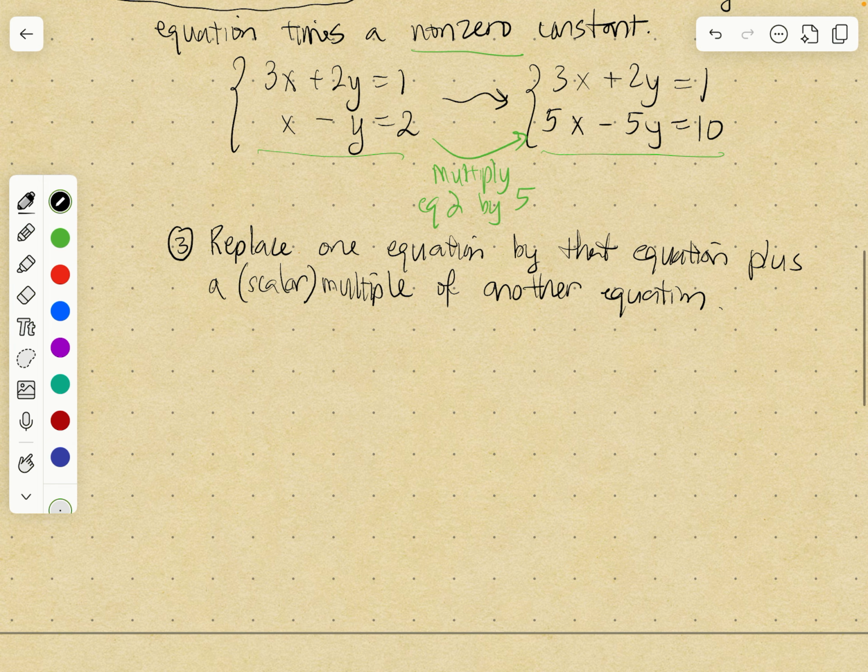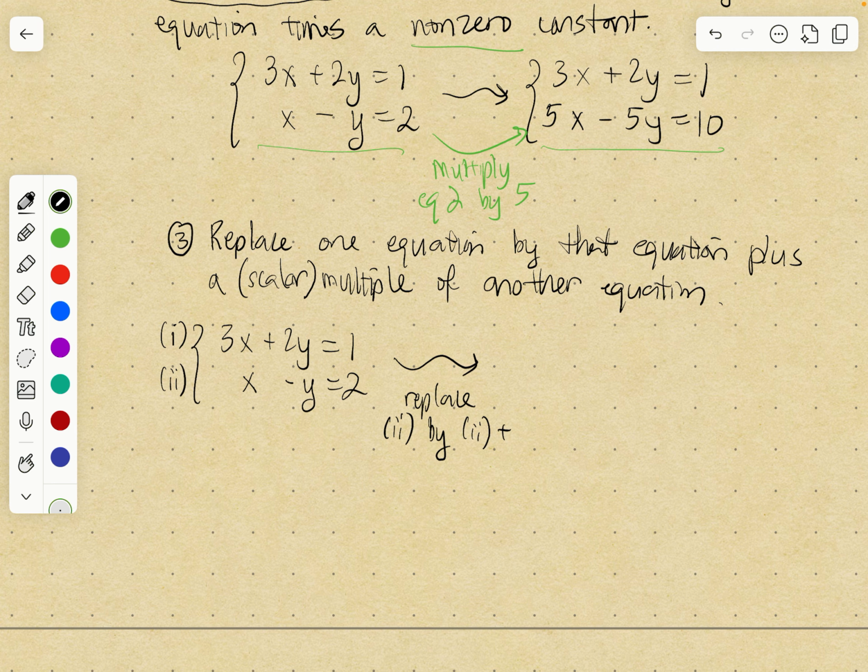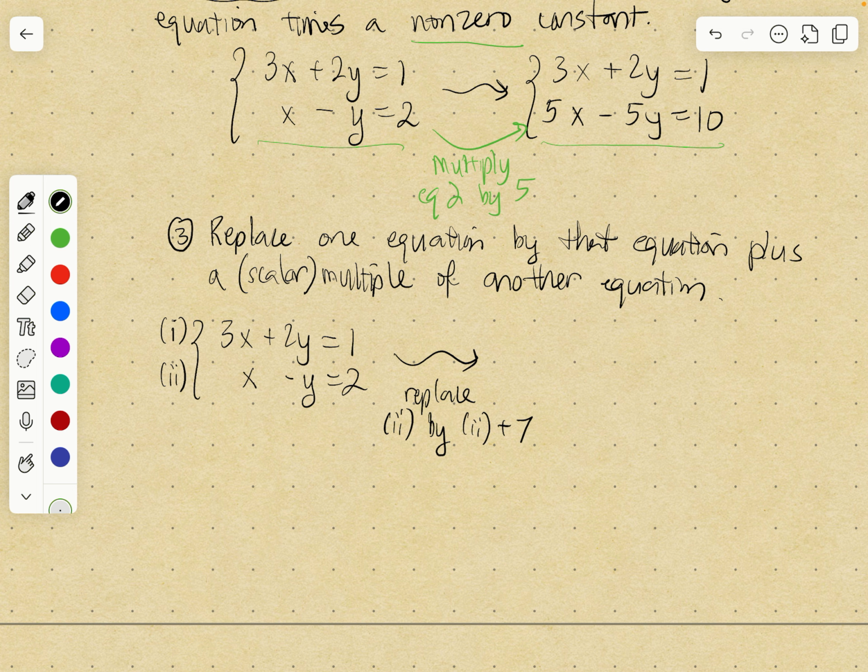Okay. So for instance, if you have 3x plus 2y is 1 and x minus y equals 2, one thing I can do is replace, so let's call this first equation equation 1 and then equation 2. I can replace equation 2 by equation 2 plus, say, 7 times equation 1.